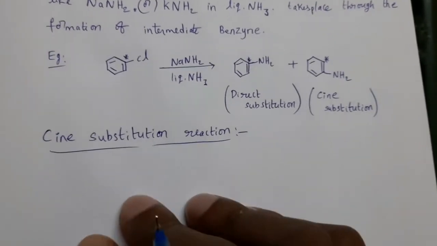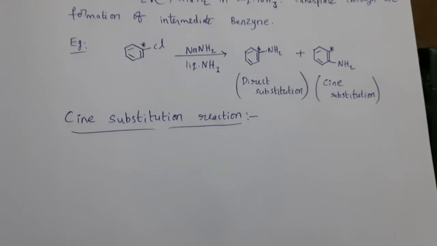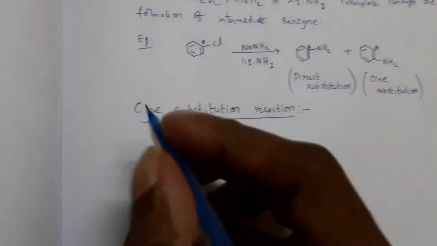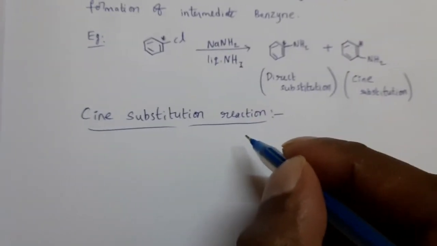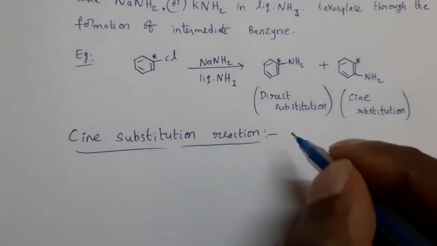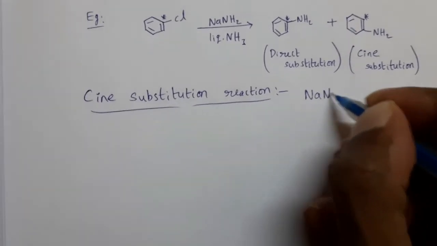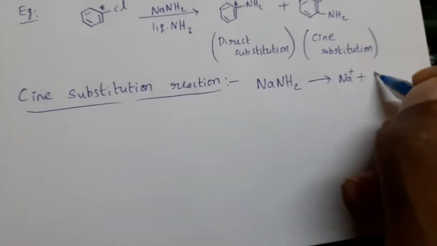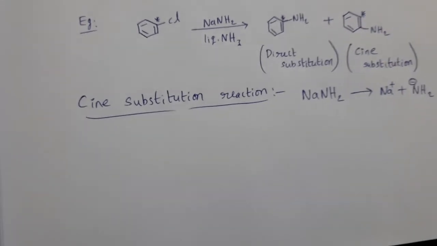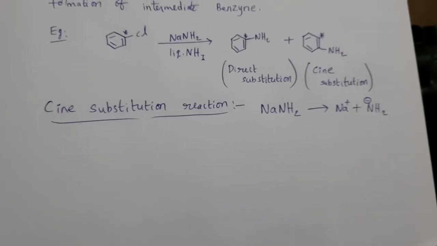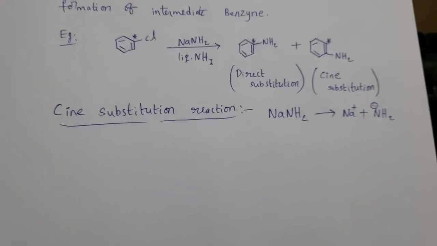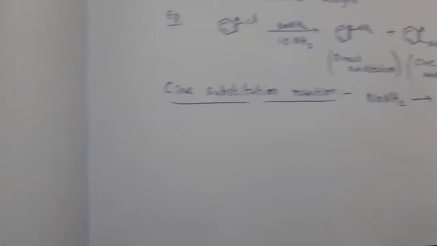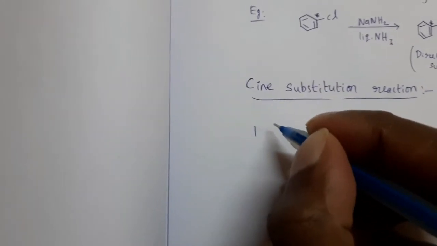Now see the mechanism. If we observe the mechanism, then we can understand how intermediate benzyne is formed in this reaction. See the reactant. Here NaNH2 undergoes ionization, then we get Na plus and NH2 minus. This NH2 minus acts as a strong base. Strong base means it can readily donate its lone pair of electrons to other substances. So this is the reactant.